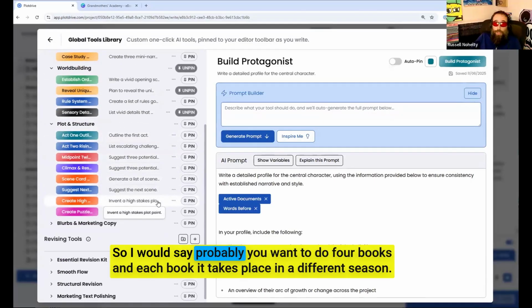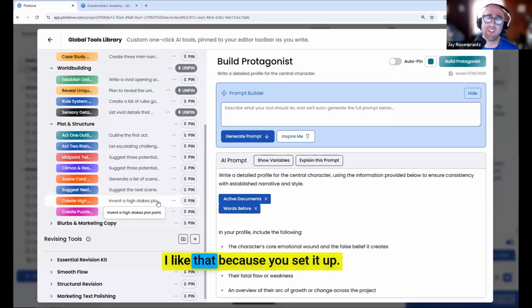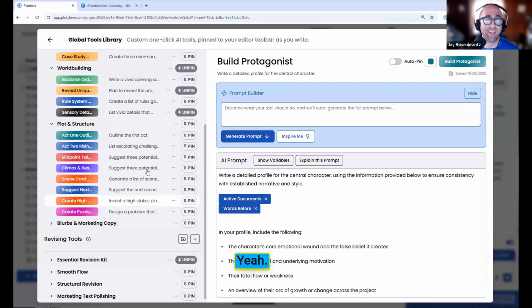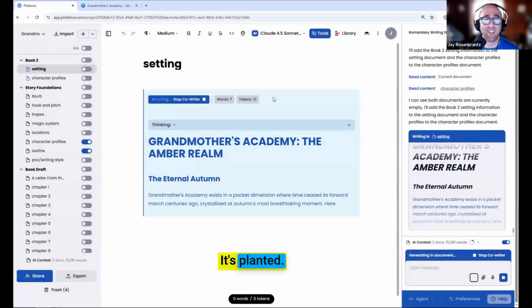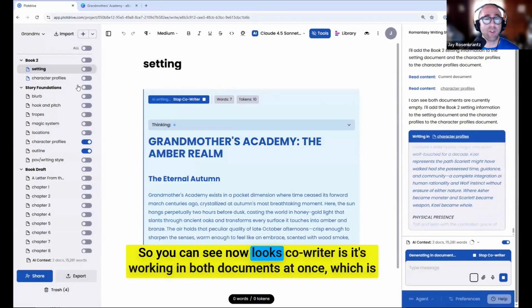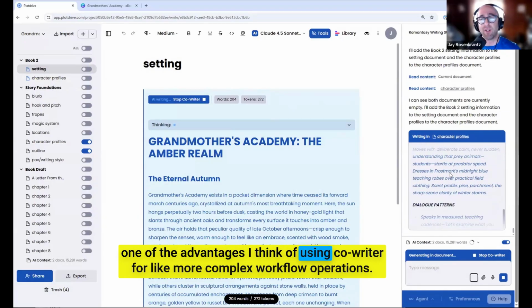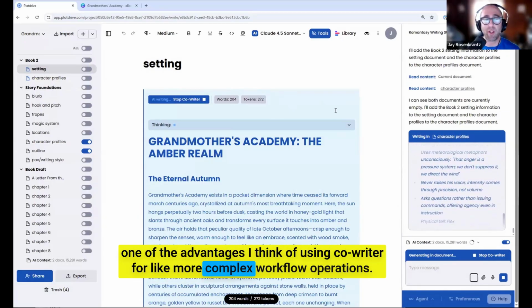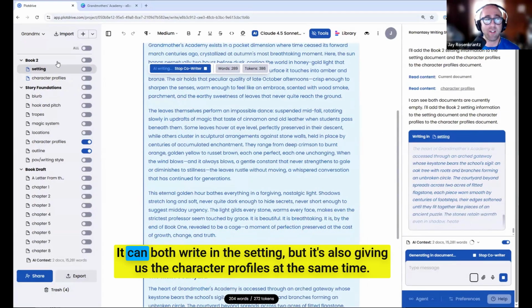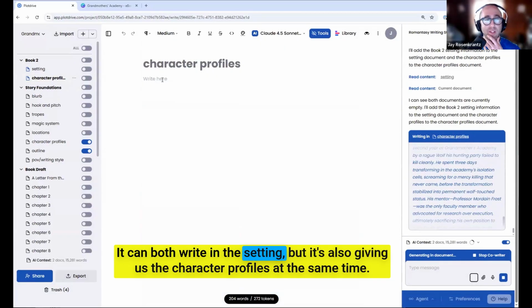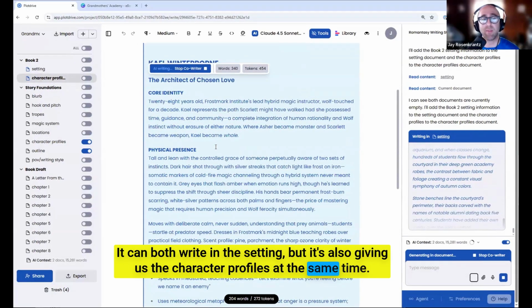So I would say probably you want to do four books, and each book takes place in a different season. Oh, that's interesting. I like that. Because you set it up. Yeah, it's planted. And it looks like now co-writer is working in both documents at once, which is one of the advantages, I think, of using co-writer for more complex workflow operations. It can both write in the setting, but it's also giving us the character profiles at the same time.